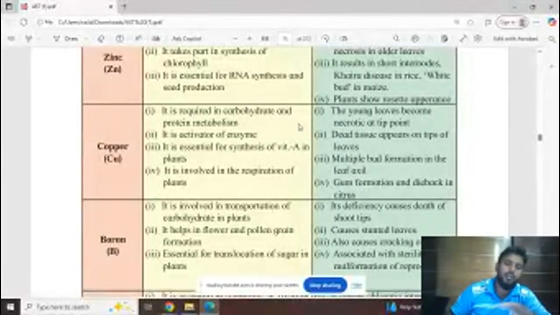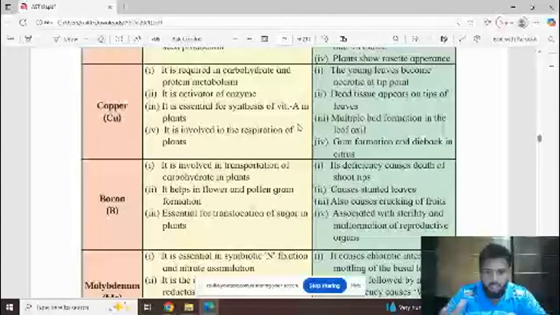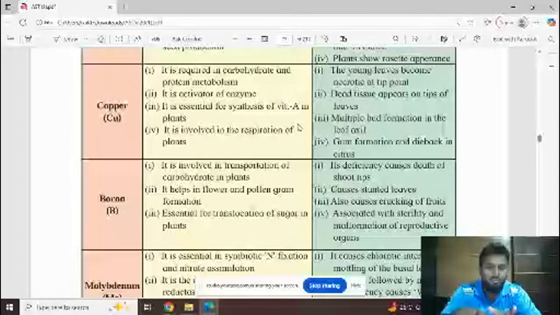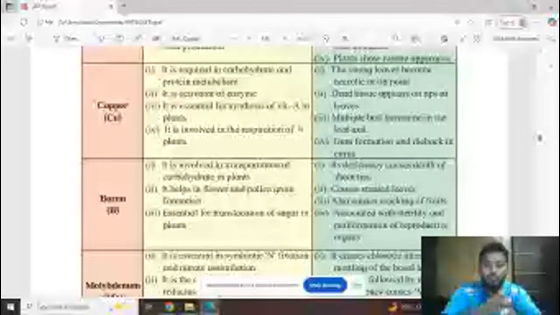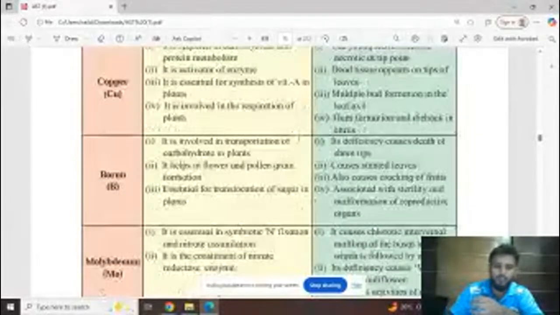Then due to boron deficiency, there is cracking of fruits. Cracking of fruit, especially in pomegranate. We all know the peel of the pomegranate is very hard. Okay, not very hard, but it is hard. Due to boron deficiency, those fruits crack from the outside. Okay, this problem is seen in case of pomegranate.